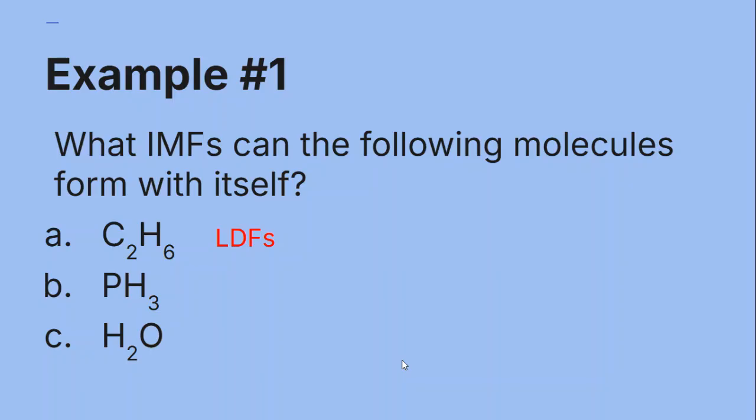But because PH3 has that non-bonding pair of electrons on the phosphorus, that gives it a dipole, which means that it can form dipole-dipole interactions as well. It's a polar molecule. However, it cannot form hydrogen bonds because it does not contain a fluorine-hydrogen, oxygen-hydrogen, or nitrogen-hydrogen bond. It's all phosphorus-hydrogen, which is not one of them. So therefore, it can only form LDFs and dipole-dipole.